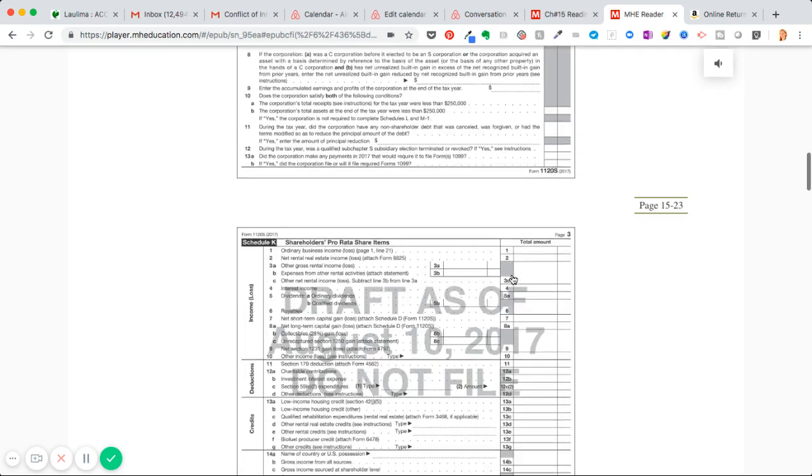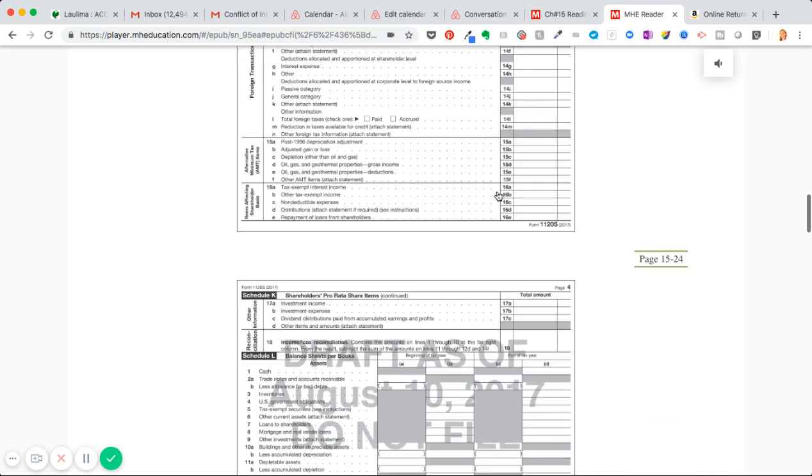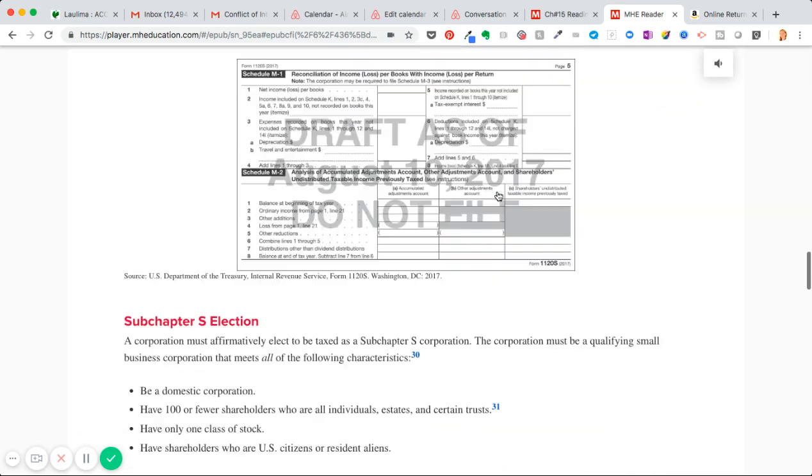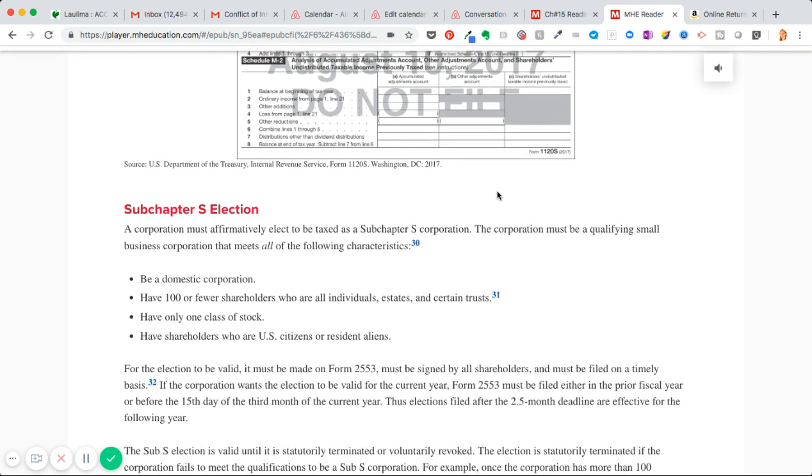However, the main difference here in the return is that we have Schedule K, just like with a partnership return, and it looks a lot like a partnership return. And then there is a Schedule K-1 for each partner. Now, any owners that work in the business must be paid through a W-2.